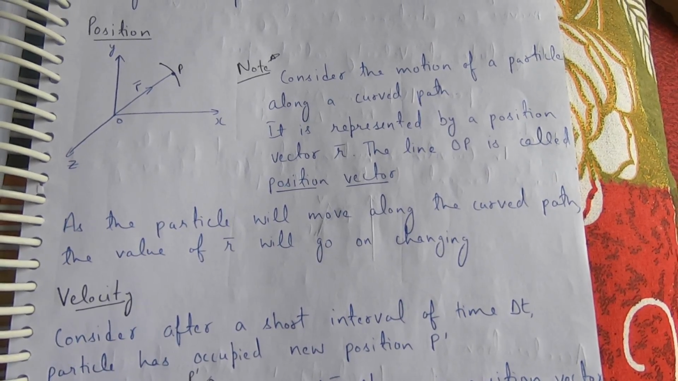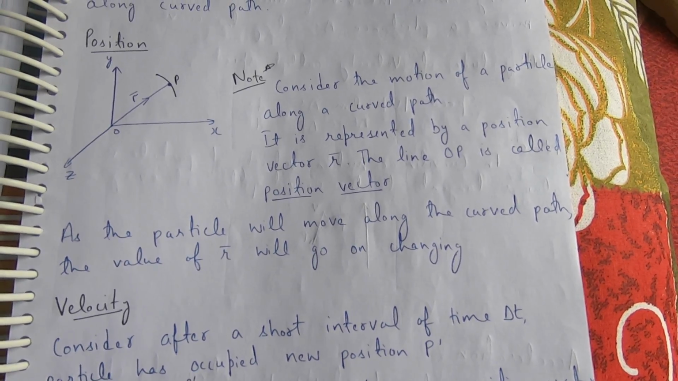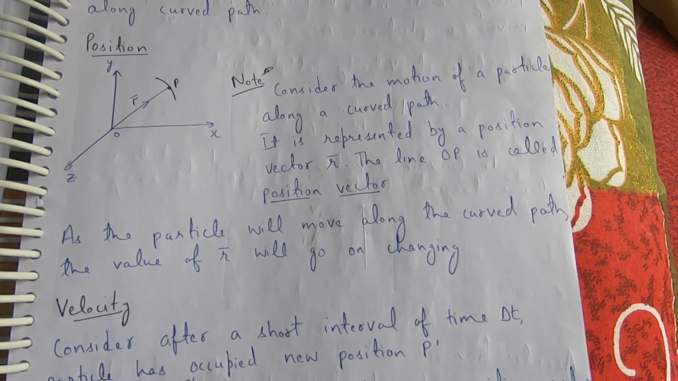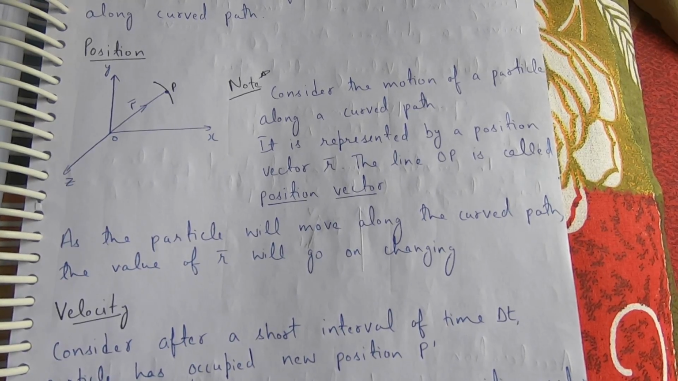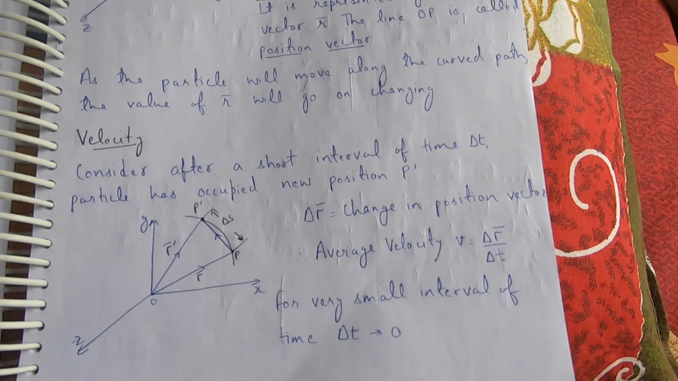It is represented by a position vector r bar. The line OP is called the position vector. As the particle moves along the curved path, the value of r bar will go on changing.